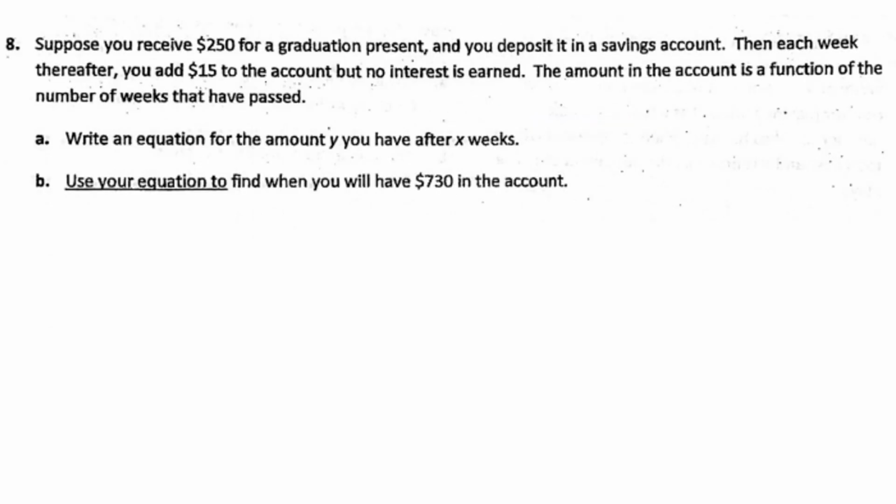Number 8. Suppose you will receive $250 for a graduation present and you deposit it in a savings account. Then each week thereafter, you add $15 to the account, but no interest is earned. The amount in the account is a function of the number of weeks that have passed. So again, each week we're doing $15. So that's going to be our letter M, $15 each week. The $250 is what we started with. We started with the $250 in the bank, and then we're adding $15 each week.